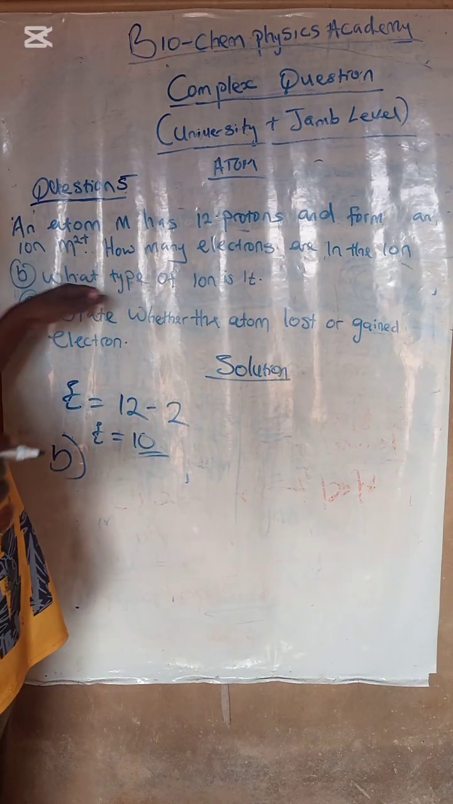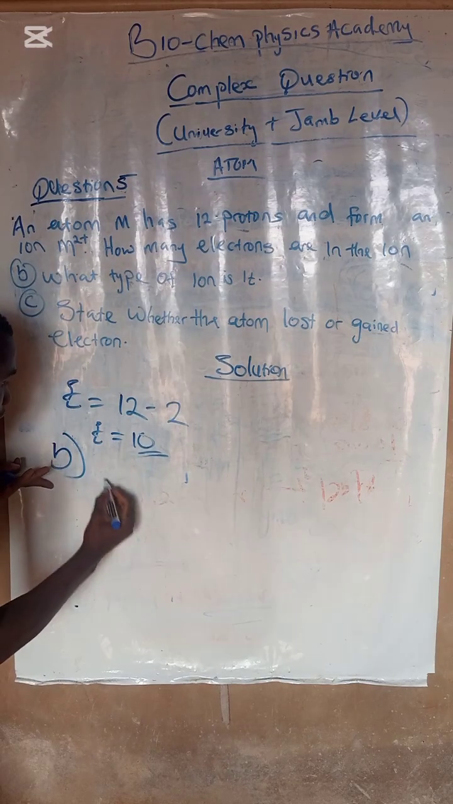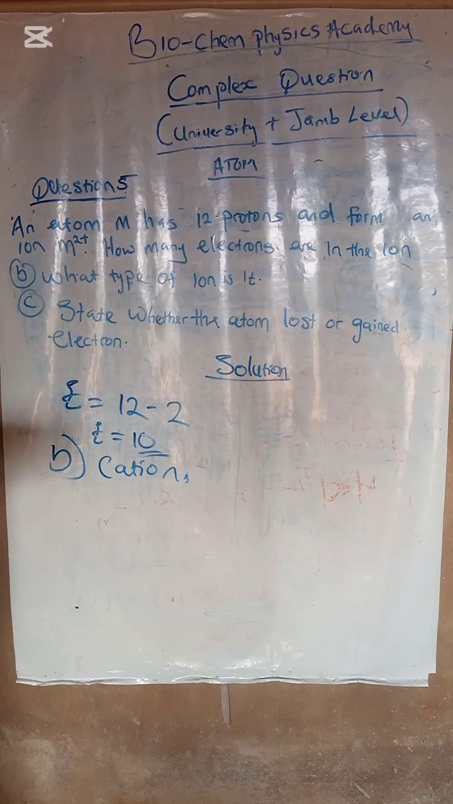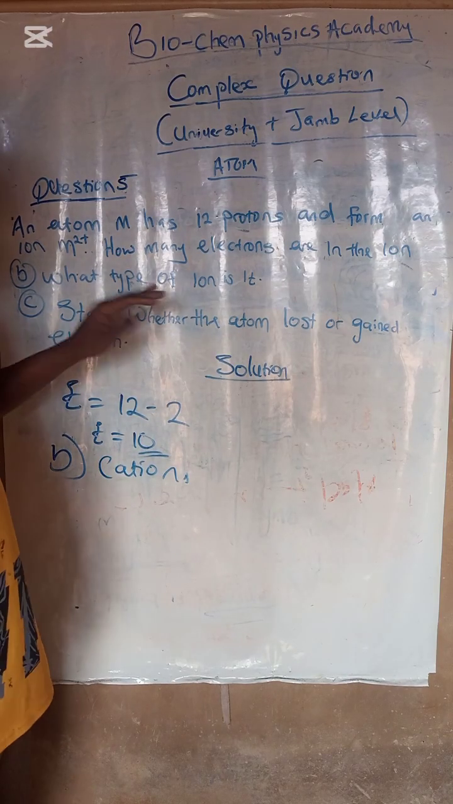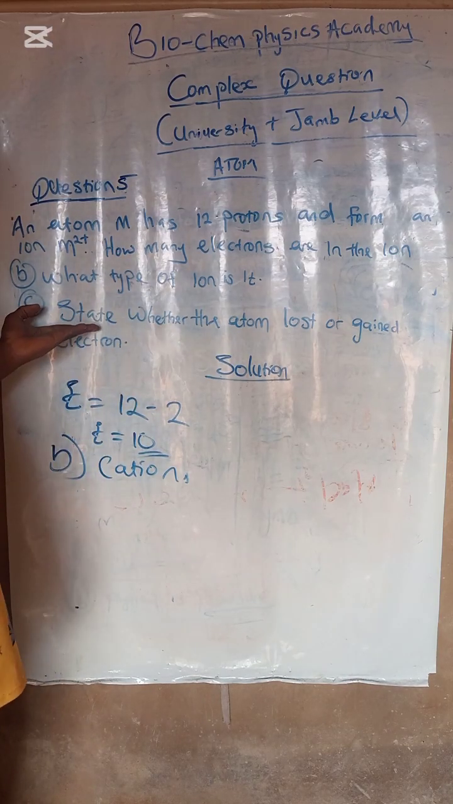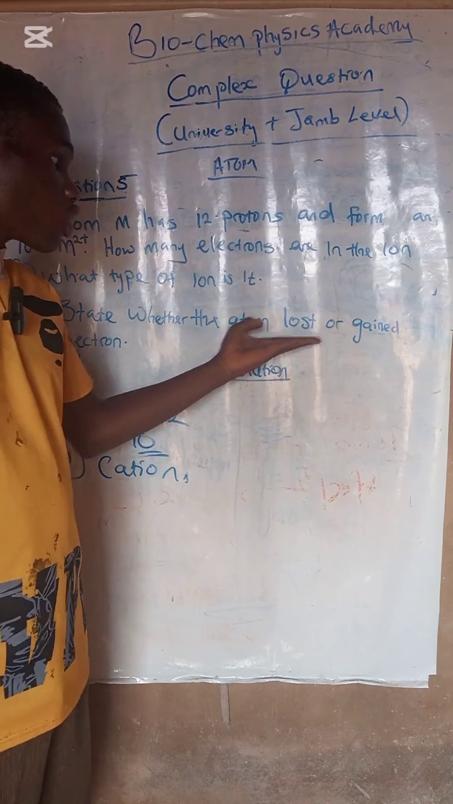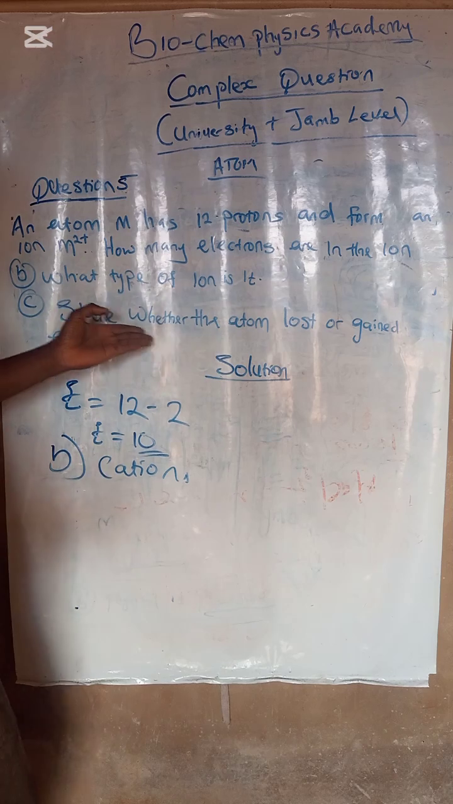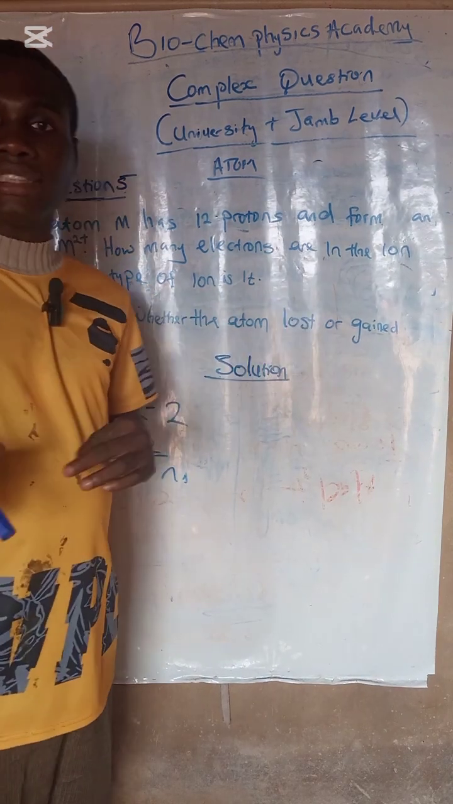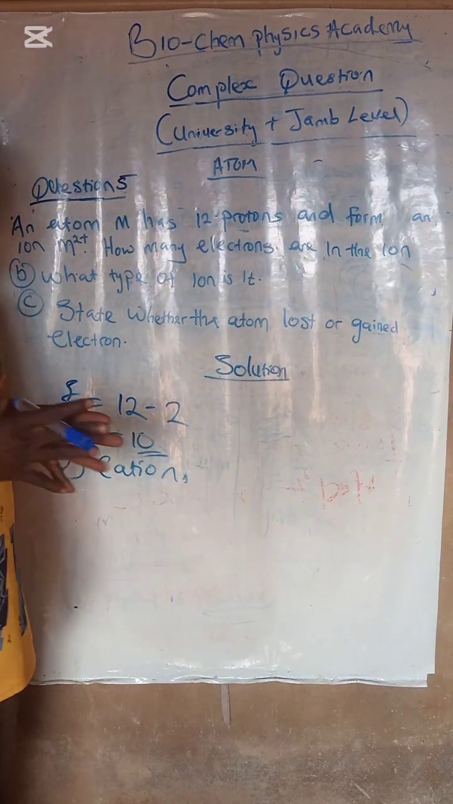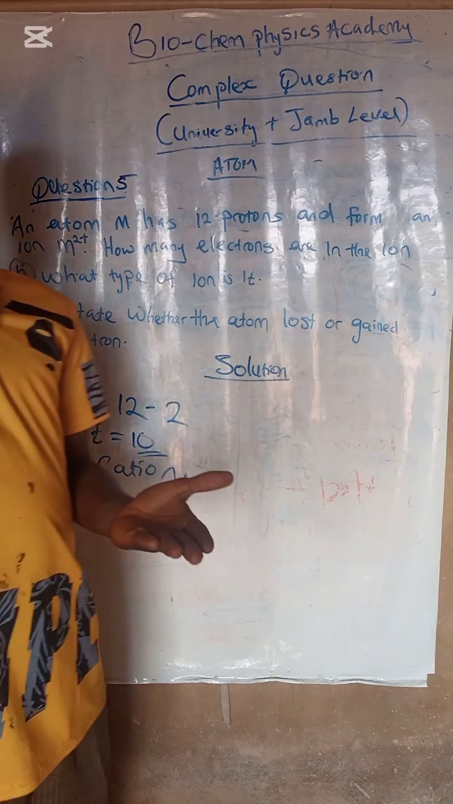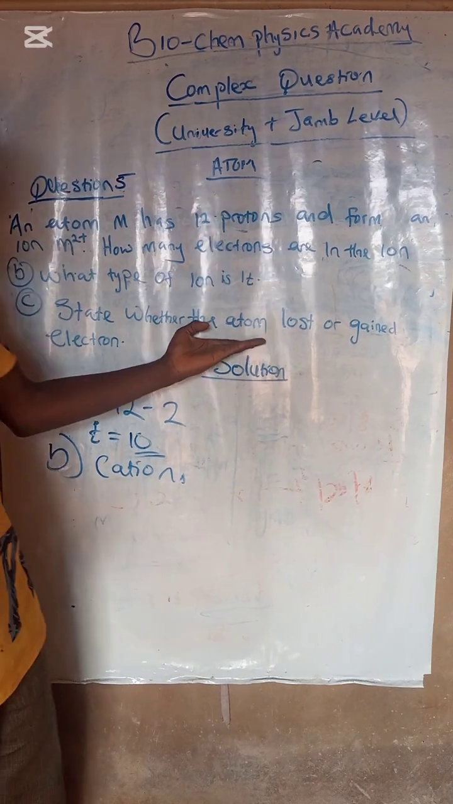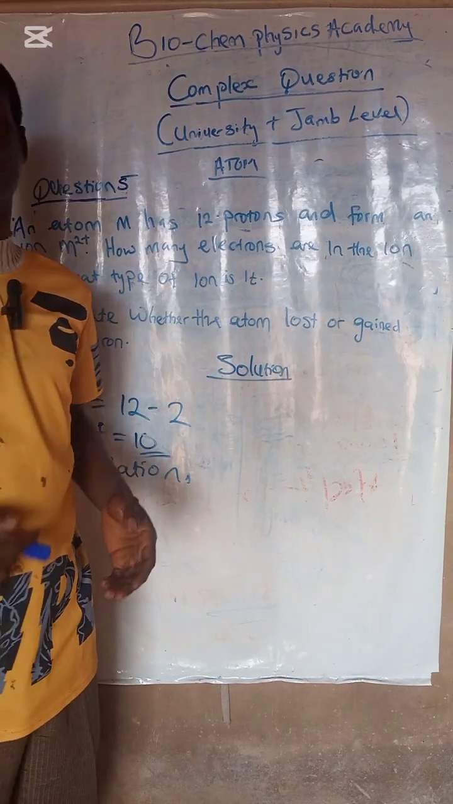Now, the answer to number B is cation. Now the question for number C says, state whether the atom lost or gained electron. Whether the atom lost or gained electron, tell me in the comment section. Thanks.